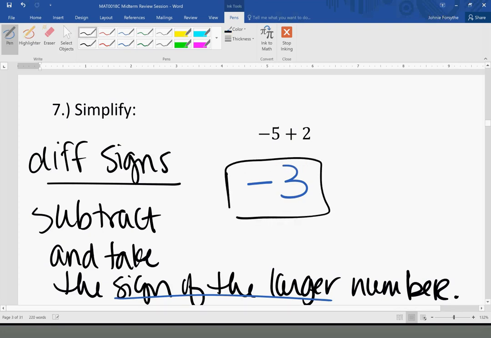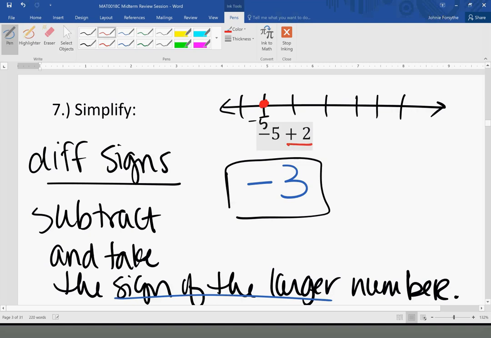So the answer is going to be -3. Okay? Now, let's look at it on a number line. We'll make this be -5 here. So if we start at -5, and then we add 2, go 2 to the right, that's going to put us at, this is -4, this is -3, -2, -1, 0. That also tells us that our answer would be -3. Okay?